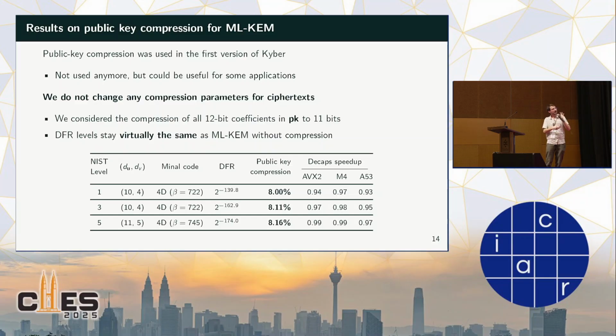So we kind of get these compression numbers for the public key for free, without any impact on the DFR, but with some impact on the decaps. The poly-to-message decoding algorithm takes a constant amount of time. It doesn't scale with the security level. So in level 5, we have a very minor impact, but in level 1, we have some impact, right?